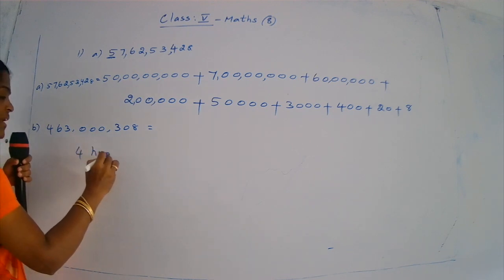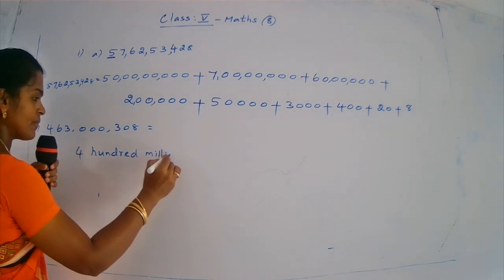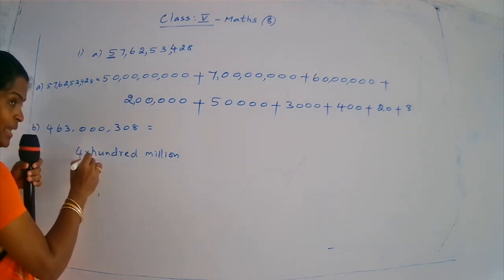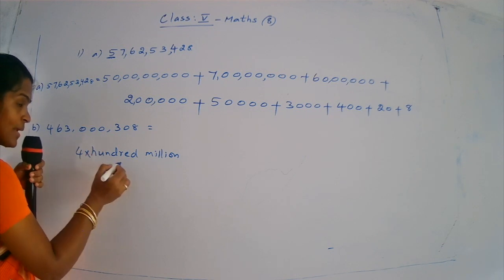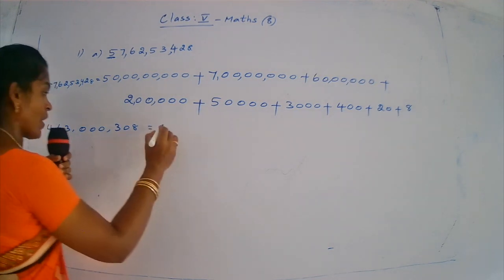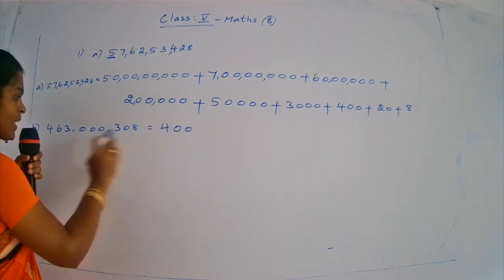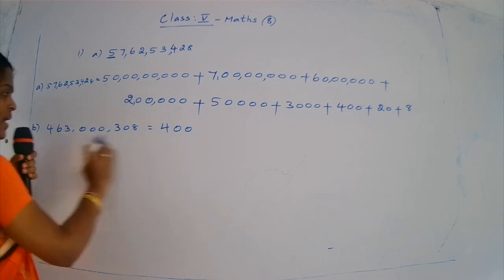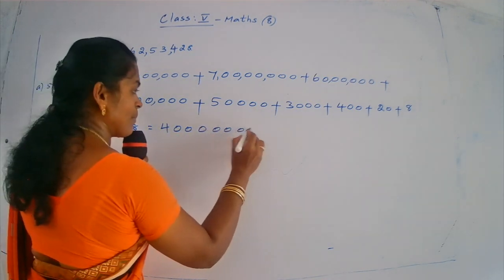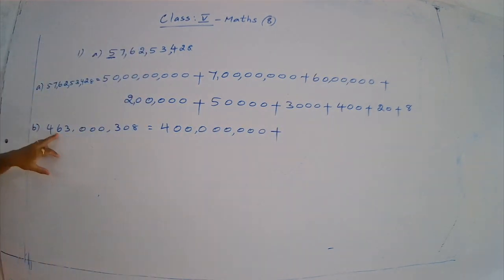So 400 million means 4 into 100 million. So now we put the place value, 400 million. The remaining places are all 0. Okay. So 400 million plus the next digit, 6.